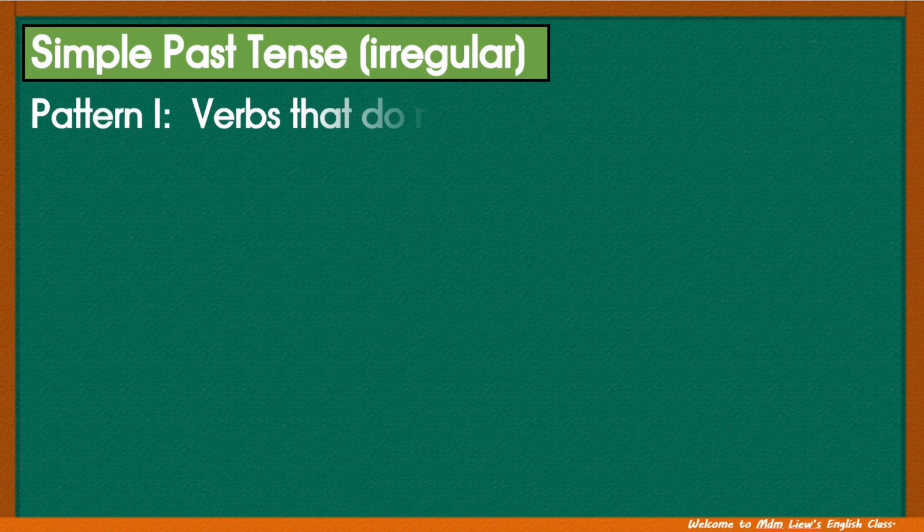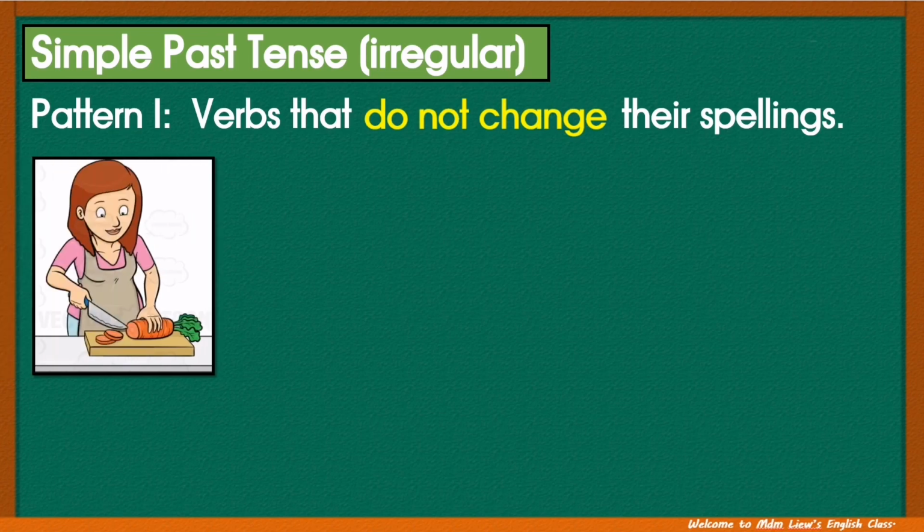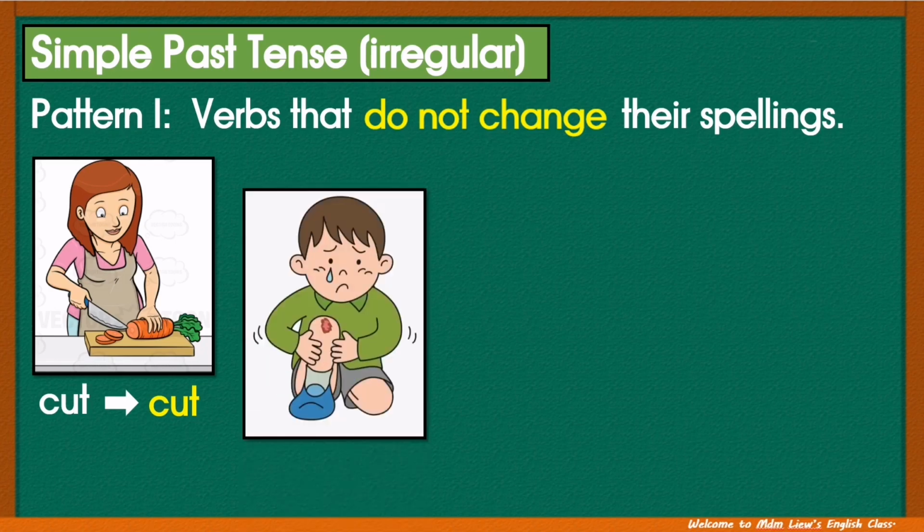First pattern, irregular verbs that do not change their spellings. Second pattern, irregular verbs that change their spellings. First, let's take a look at the first pattern: verbs that do not change their spellings. Examples. Number 1. The action word is cut. The past tense of cut remains cut. Number 2. The action word is hurt.